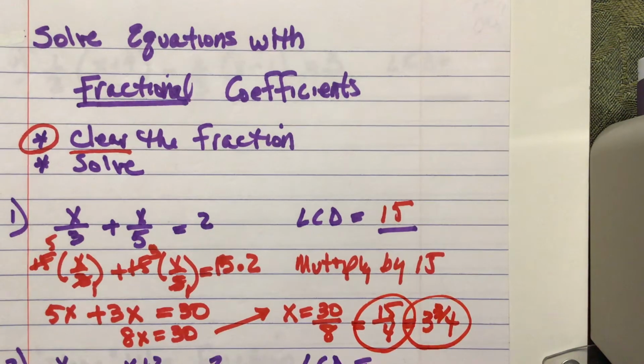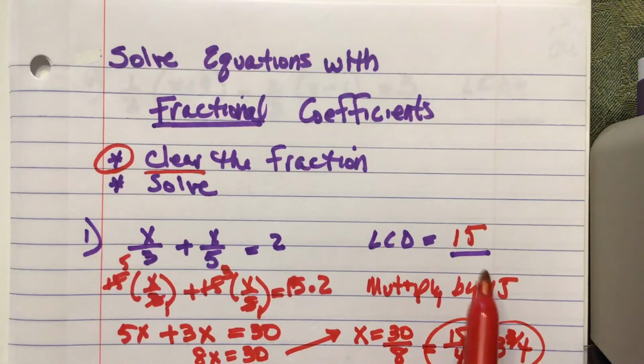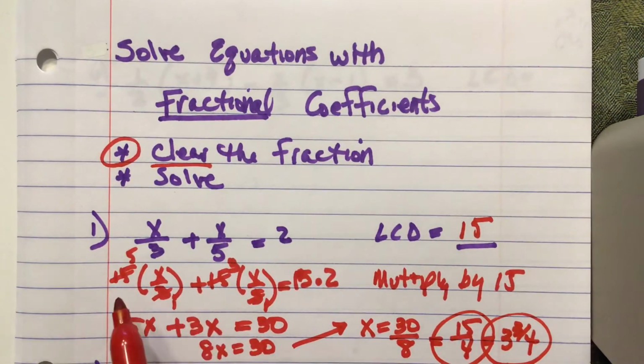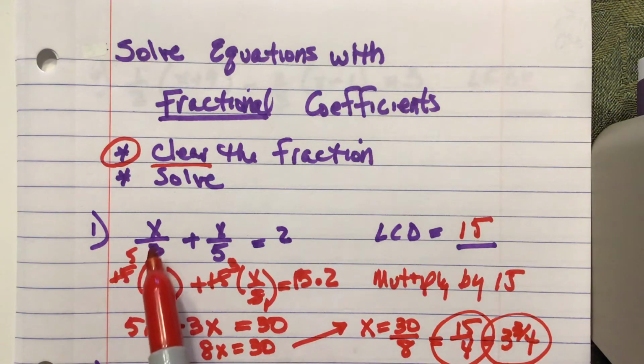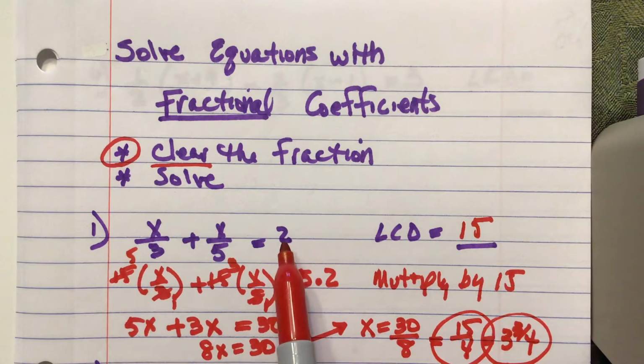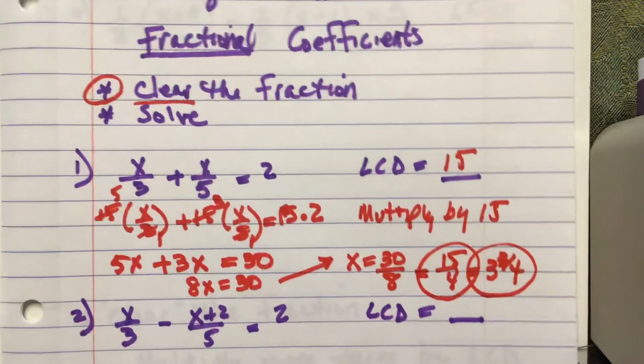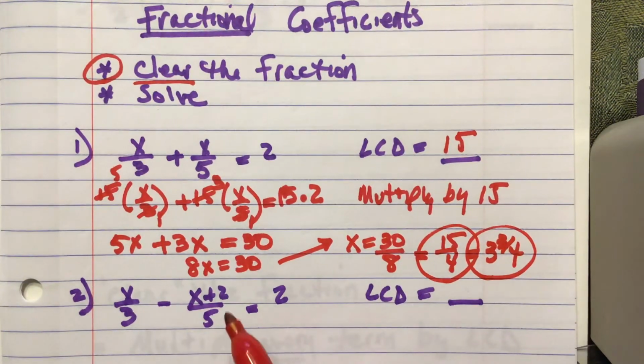Okay? So what I did here is I found the common denominator. I multiplied each term, x over 3 by 15, x over 5 by 15, and 2 over 15, so that I can get rid of the fractions. That's how we clear the fraction. So let's try another one. Here's a similar one, x over 3. Now this time I have x plus 2. I'm going to add parentheses in there to remind myself that that sticks together.